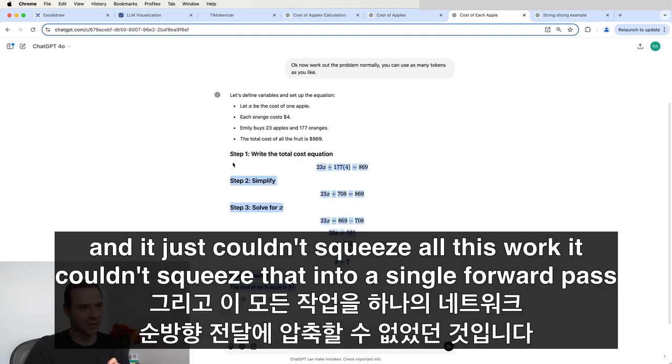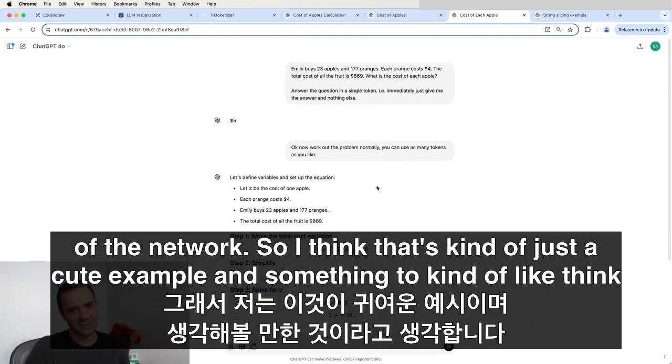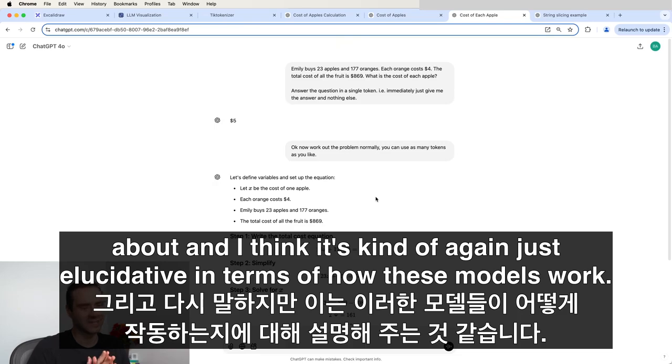And it just couldn't squeeze all of this work into a single forward pass of the network. So I think that's just a cute example and something to think about, and I think it is, again, just elucidative in terms of how these models work.